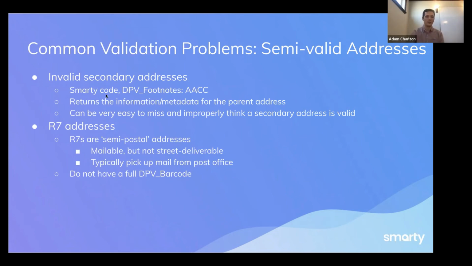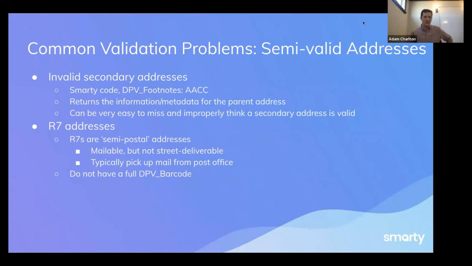There are particular types of addresses, so for example, if you have a big, high-rise building, 123 Main Street, it's a giant skyscraper building, and you enter in apartment 1026. The building's right. You got the building correct, but there is no apartment 1026. This is what we call an invalid secondary address. We return here at Smarty the code AACC.